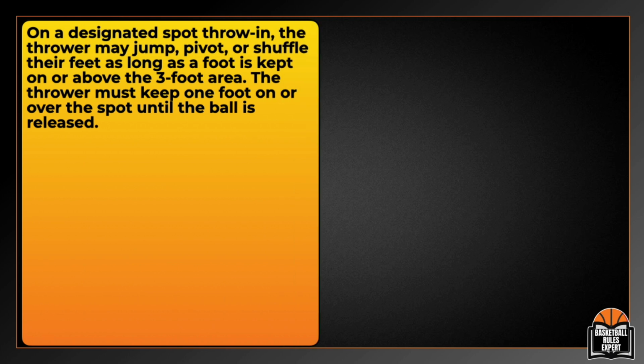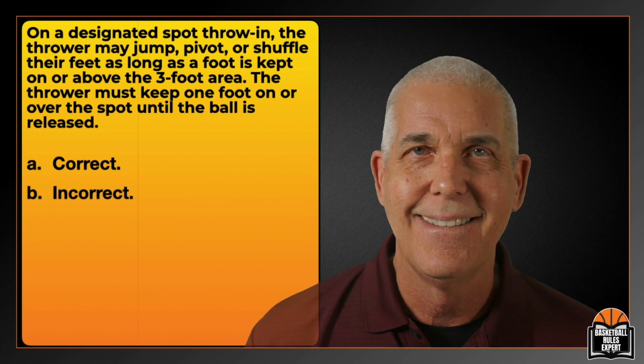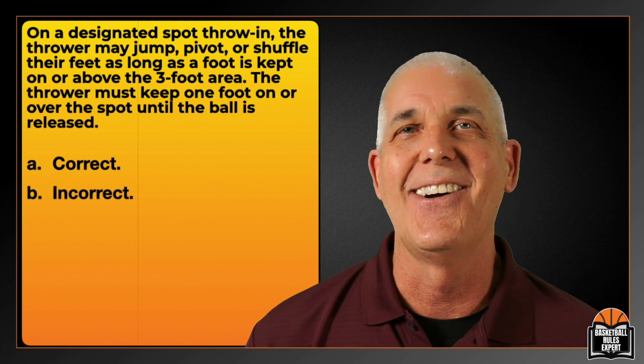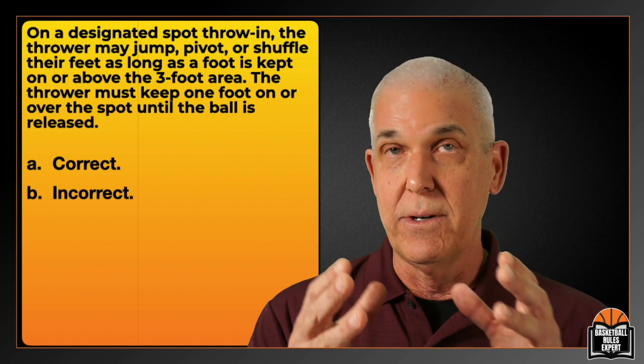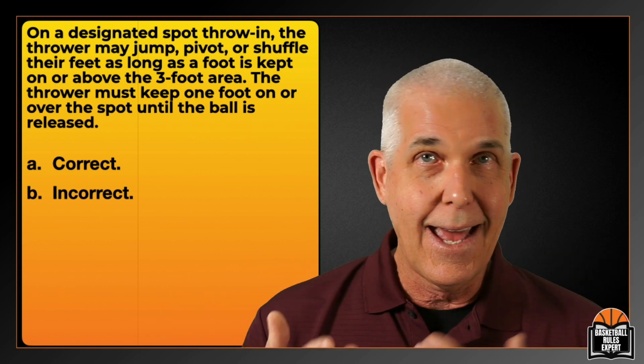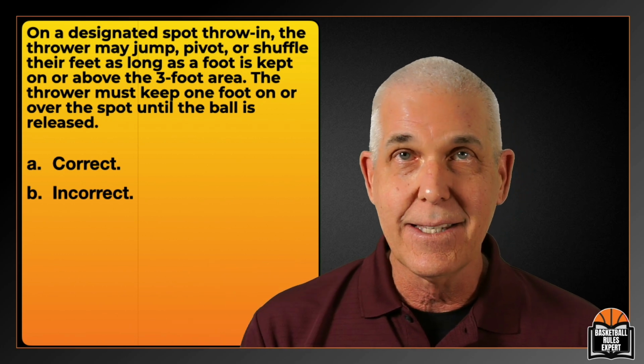On a designated spot throw-in, the thrower may jump, pivot, or shuffle their feet as long as a foot is kept on or above the 3-foot area. The thrower must keep 1 foot on or above the spot until the ball is released. A, correct. B, incorrect. Now there's a simple question to get us started, right? Designated spot throw-in. First of all, we need to know the status. Is it a designated spot, not a designated spot?